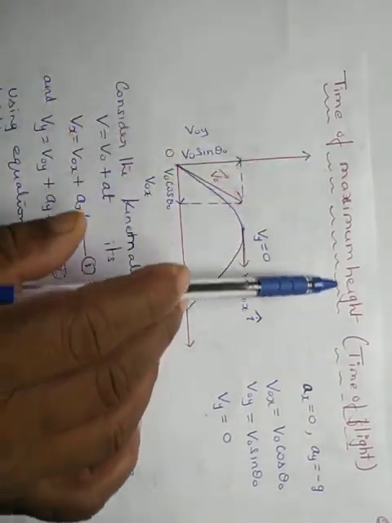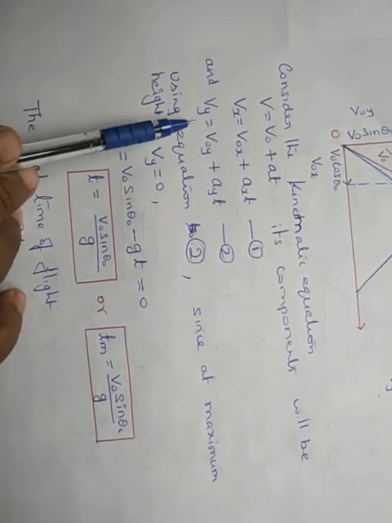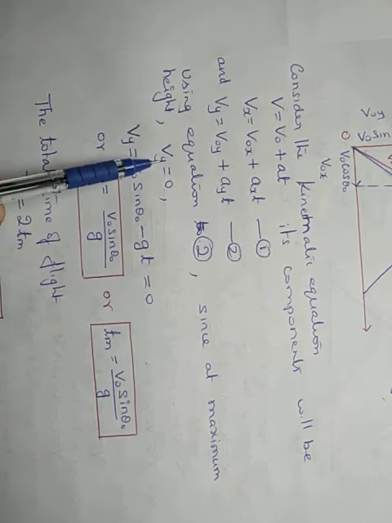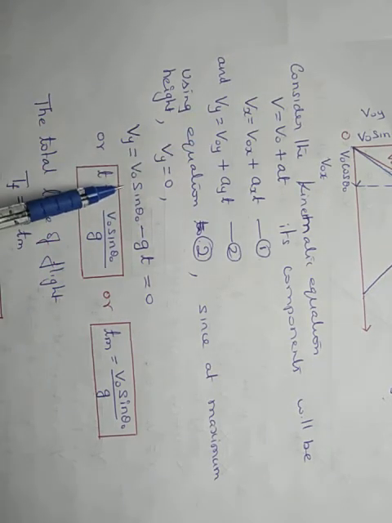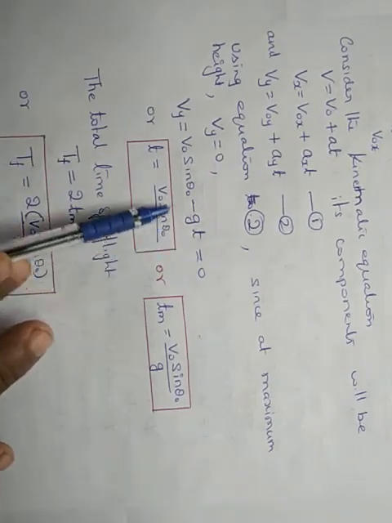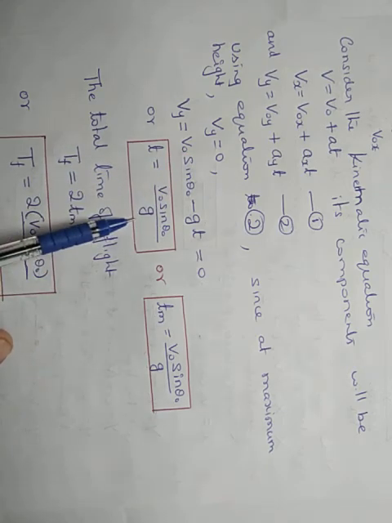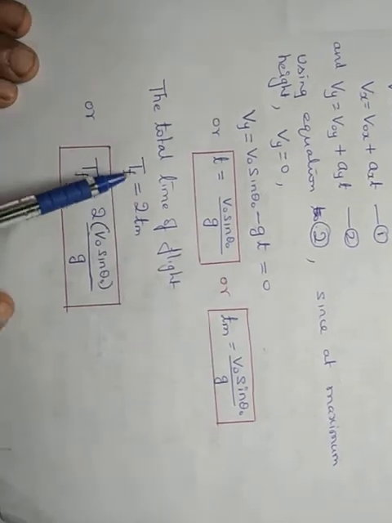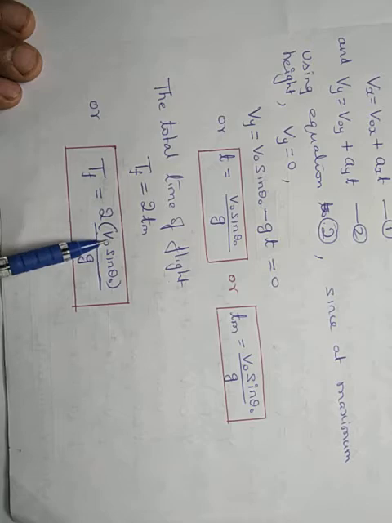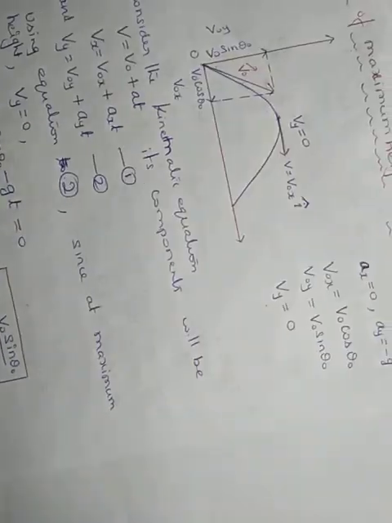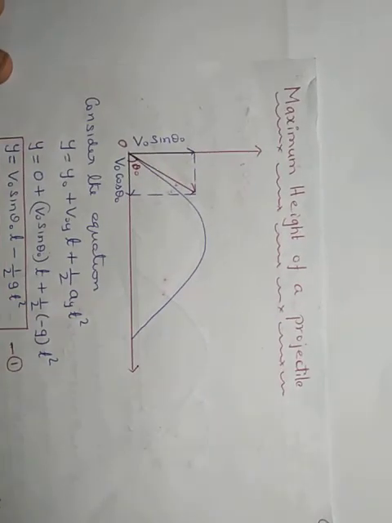What is the derivation? Time of maximum height. Here you have to consider the equation Vy equal to V naught y plus Ay t. Here Vy is 0. V naught y is V naught sin theta naught, and Ay is minus g, so t equal to V naught sin theta naught by g. You can write it as Tm. Total time of flight means 2 times Tm, 2 times V naught sin theta naught by g. You have to learn these two equations by heart. So, the next derivation is the maximum height of a projectile.